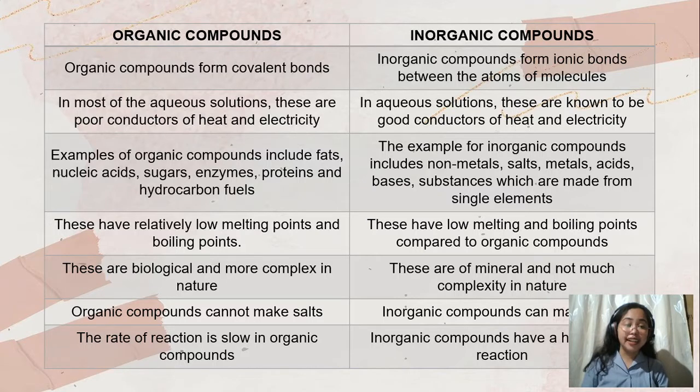Organic compounds have relatively low melting points and boiling points, while inorganic compounds have high melting points and boiling points compared to organic compounds. Then organic compounds are biological and more complex in nature, while inorganic compounds are of minerals and not much complexity in nature. Organic compounds cannot make salts, while inorganic compounds can make salts. And organic compounds' rate of reaction is low, while inorganic compounds' rate of reaction is high.